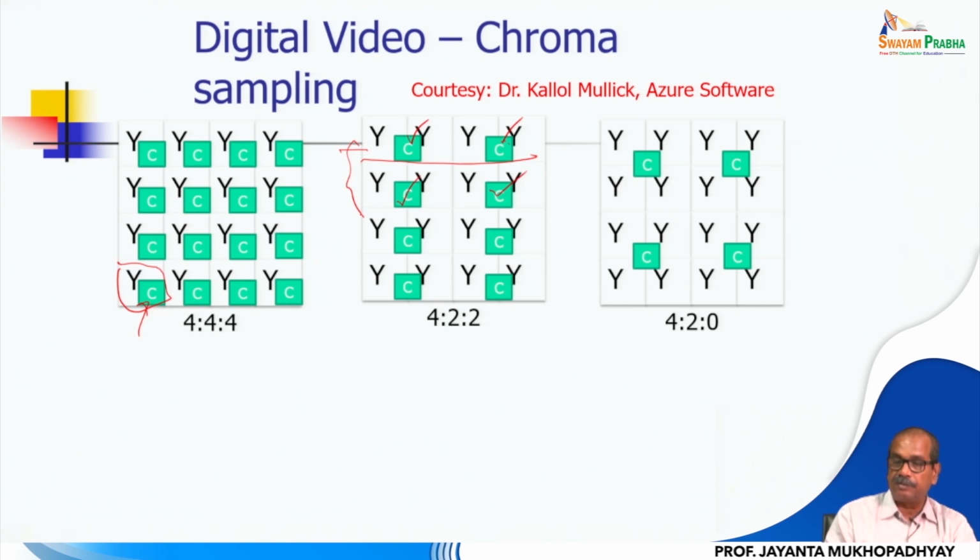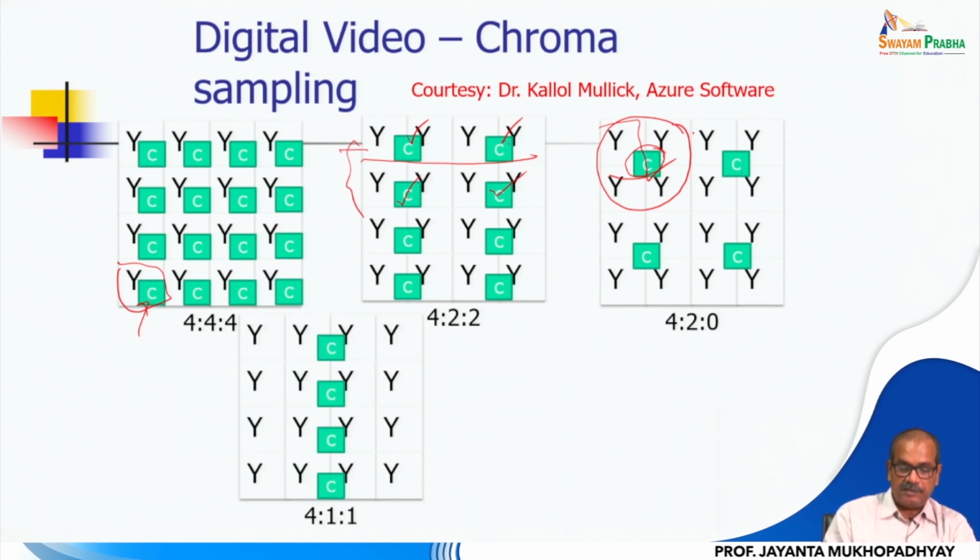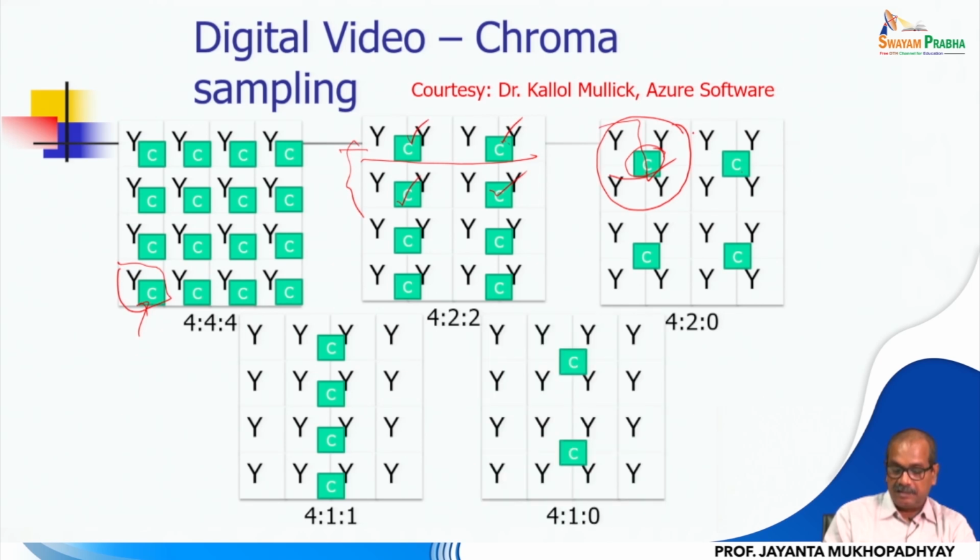This is 4:2:0. Now every row has only 2 chroma information. Actually, in another way you can say every 2x2 block has 1 chroma information. That is also another way of putting it. This is 4:1:1 and this is 4:1:0. So, this is the chroma format for sampling the chromatic information.